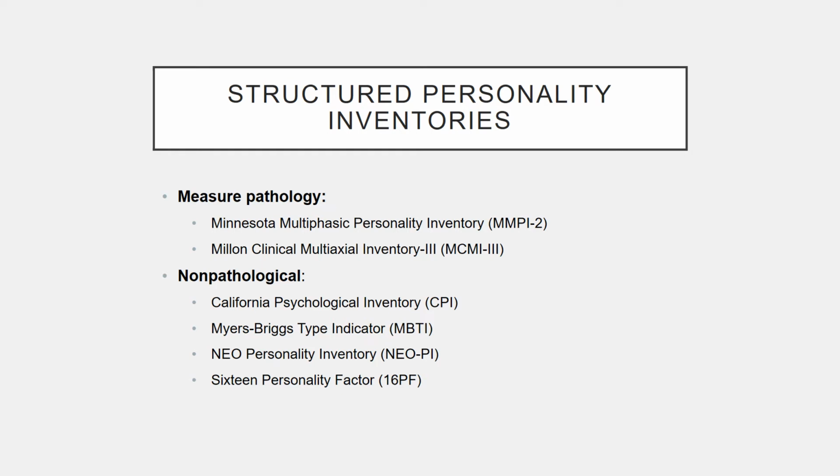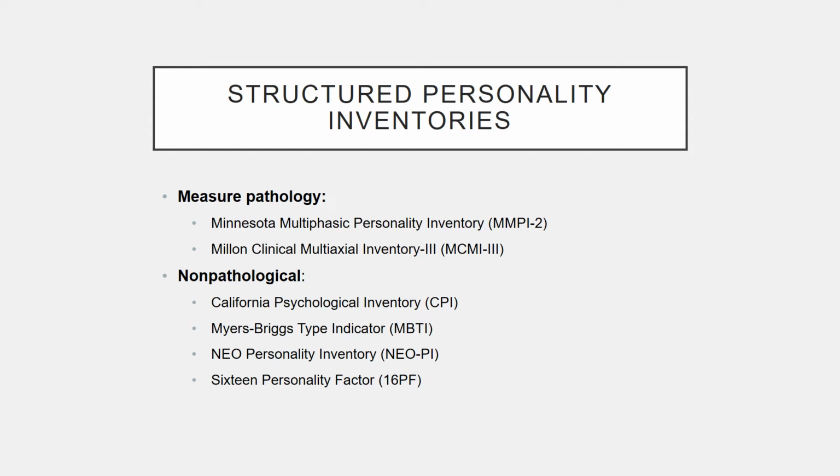So looking at structured personality inventories, we are really looking at what kinds of traits a person has or doesn't have. That can be looked at in terms of pathology, if someone has particular traits that would indicate perhaps a DSM diagnosis, or we have a more non-pathological focus, which helps measure if someone has a certain combination of personality traits based on how they answer questions.